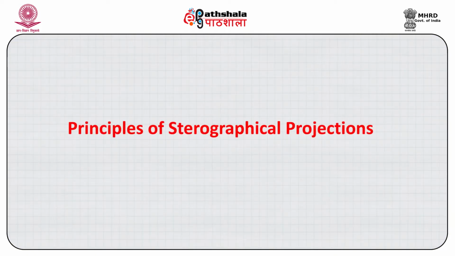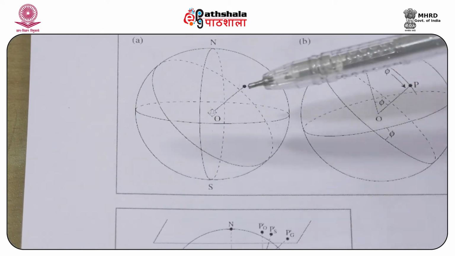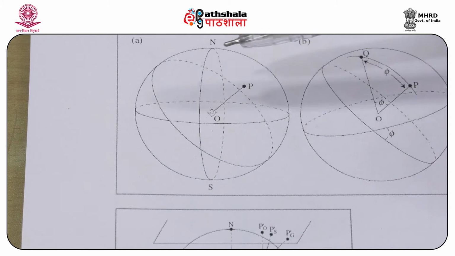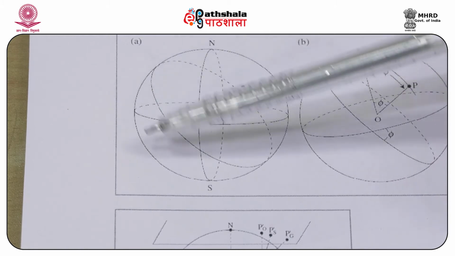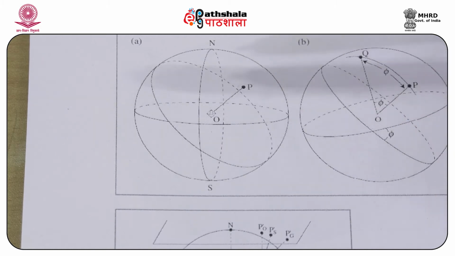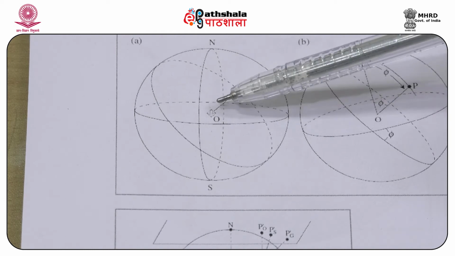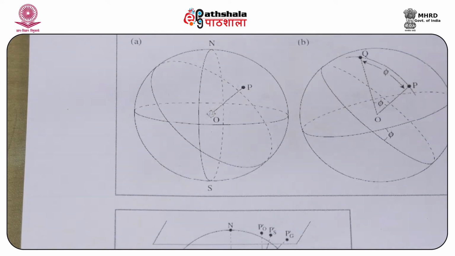In order to visualize how a stereographic projection is used in crystallography, let us imagine a crystal to be within the center of a sphere. Here what we have is a sphere. Marked in it are the north and south directions, and at the center, at the point O, we have placed a crystal.